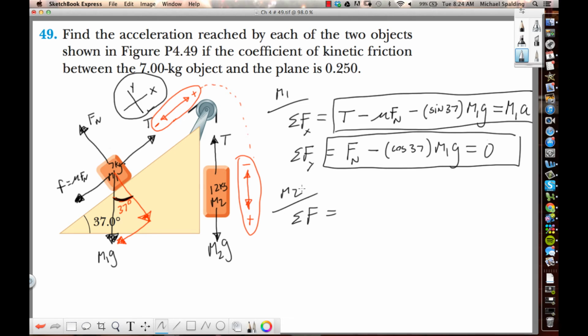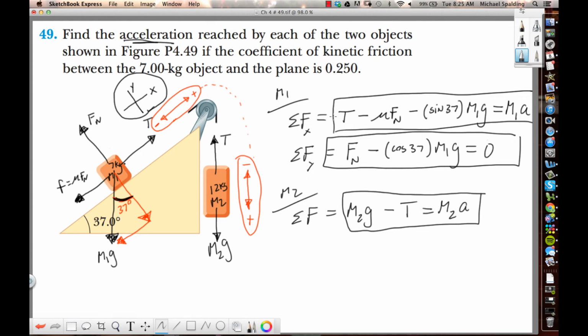Okay, let's go to M2 now. So looking at M2, remember, down is plus. So this is going to be m2g minus T equals m2a. Okay? Now, the hard part's done. We did the free body diagram, we summed the forces. The rest of this problem, I would consider to be basic algebra. It's not that hard. So they're asking us to find the acceleration.